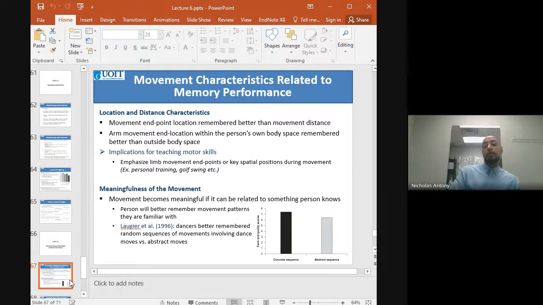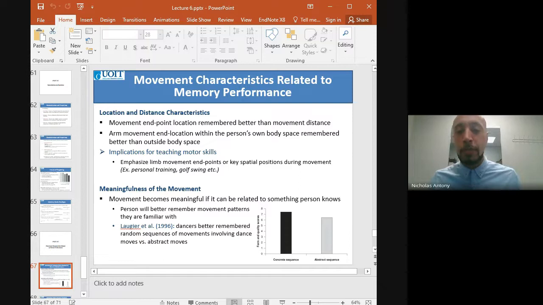So let's talk about some of the other variables that have been determined when looking at remembering. One thing that research has shown is that humans are much better at remembering endpoints, so location and location characteristics, versus movement.